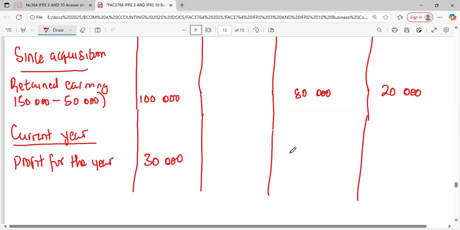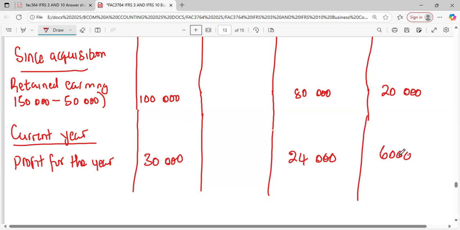So in this profit for the year, what goes to the group is 30,000 times 80%, 24,000. So this is going to be 24,000. Then the NCI is going to be 6,000. So this is what happens.